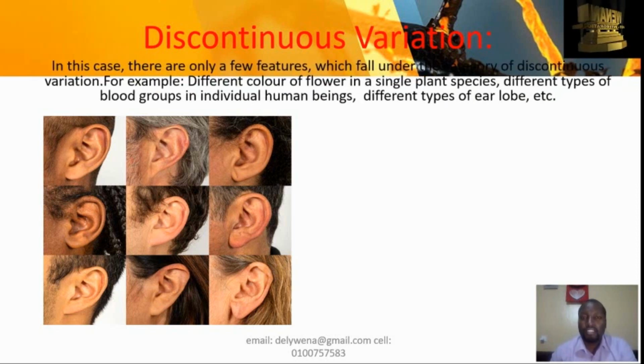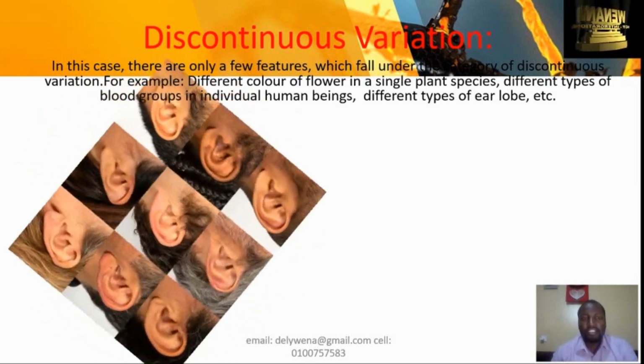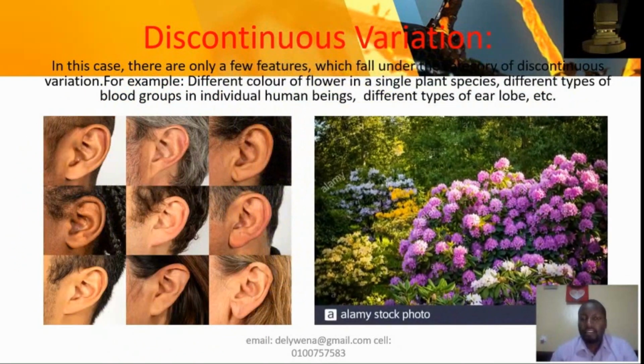Now in discontinuous variation, there are only a few features which fall under the category of discontinuous variation. For example, the different color of flowers in a single plant species, different types of blood groups in an individual human being, different types of earlobes, etc. When you're seeing there are very different types of earlobes, those are called discontinuous variation.